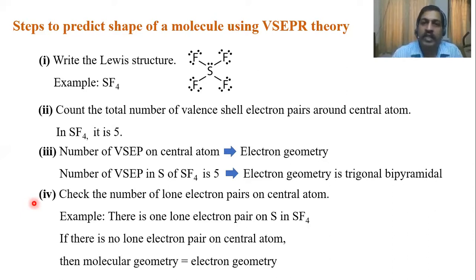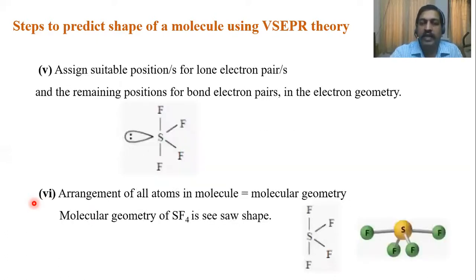Okay. If there is no lone electron pair on the central atom, say for some other molecule, in that case, the molecular geometry will be same as the electron geometry. Okay. And if there is one or more lone electron pairs on the central atom, then assign suitable positions for the lone electron pairs and remaining positions for the bond electron pairs in the electron geometry. So in case of sulfur tetrafluoride, the electron geometry is trigonal bipyramidal and there is a lone electron pair on sulfur atom.